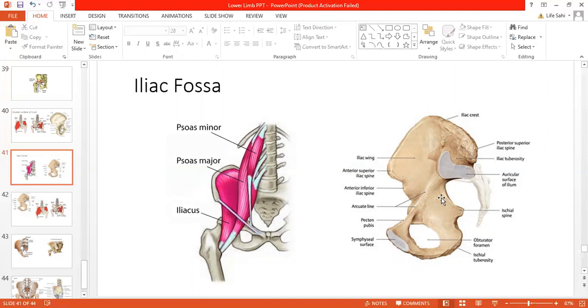The rest of the pelvic surface gives attachment, in its major part, to the obturator internus. Here, around this obturator foramen, most of the pelvic surface is occupied by the obturator internus in this region. So this was all about the attachments on the ilium.